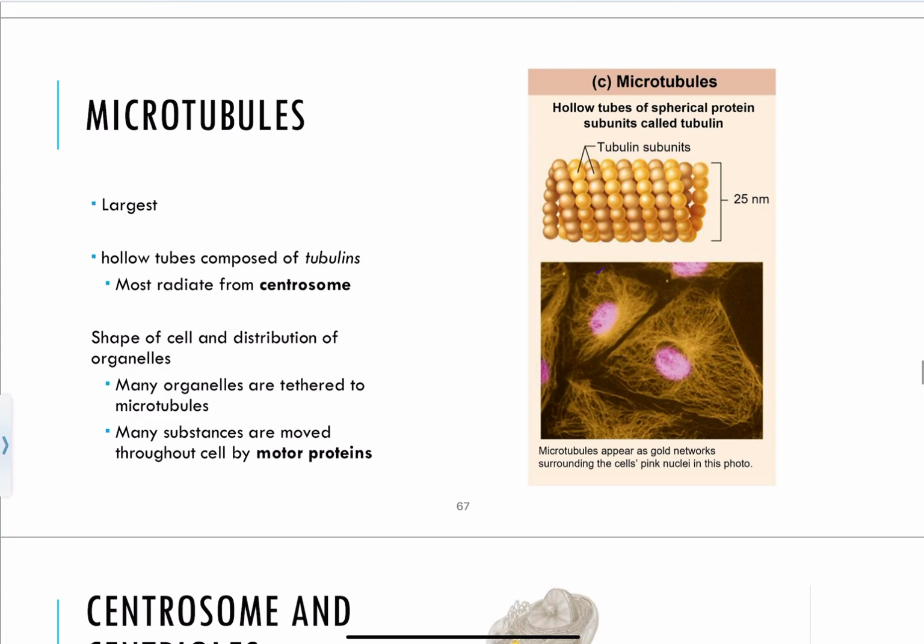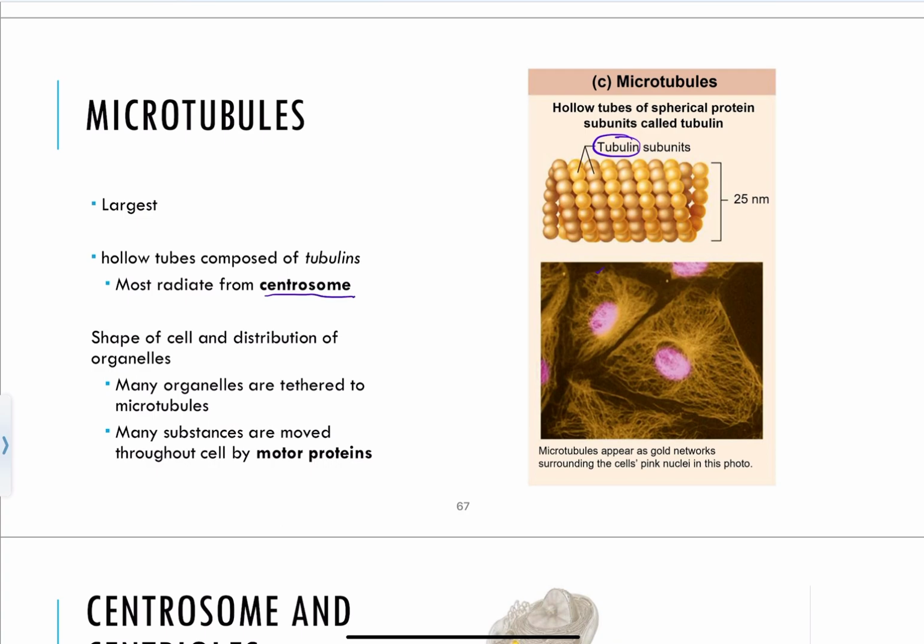And the final cytoskeletal element that we need to cover is the microtubules. These are the largest of the 3 filaments that we have, and they're composed of something called tubulin. And when tubulin polymerizes, it doesn't form a rope-like or thread-like structure. Instead, it forms these hollow tubes. And a lot of these microtubules are going to extend from something called the centromere, which we will cover next.